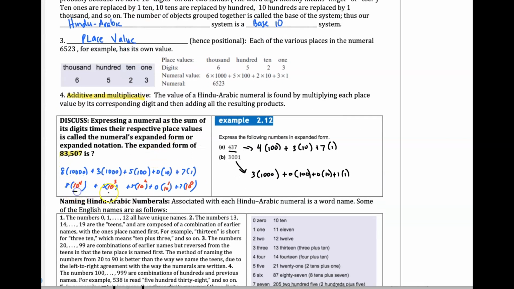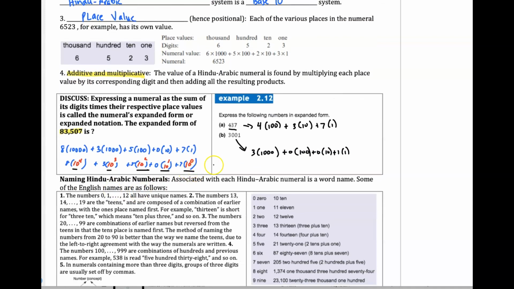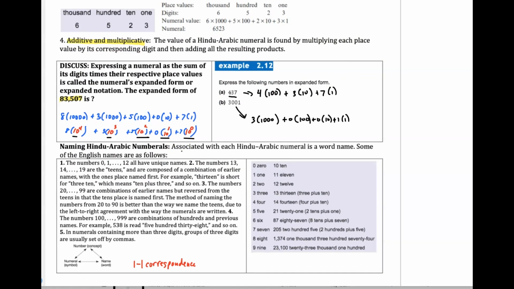We use the word base 10. You can see those place values are powers of 10. 10 to the power of 0 is 1, 10 to the power of 1 is 10, 10 squared is 100, and so forth. So that's where those values come from, and that's why we call it base 10.